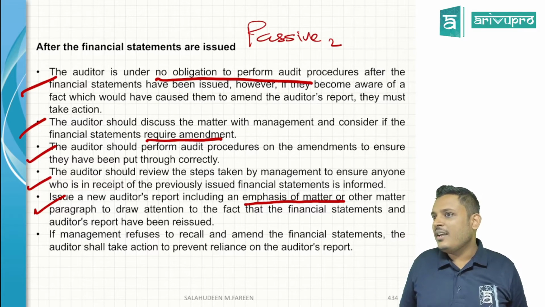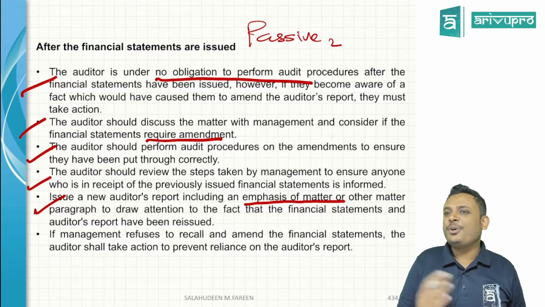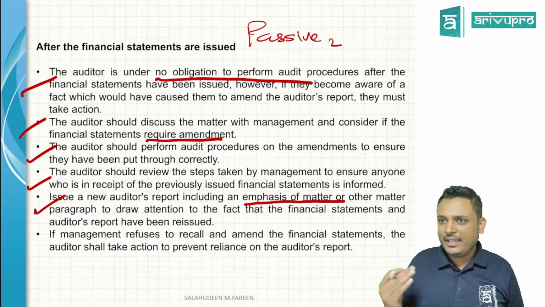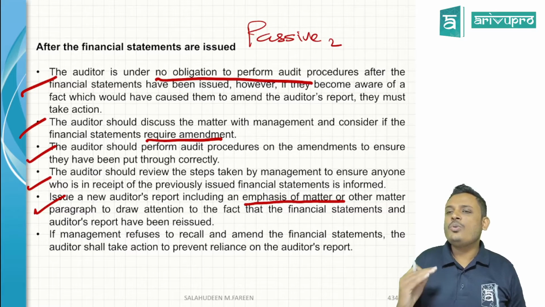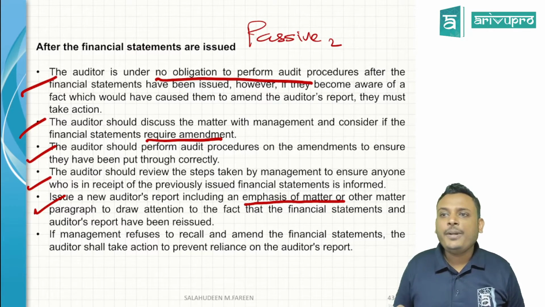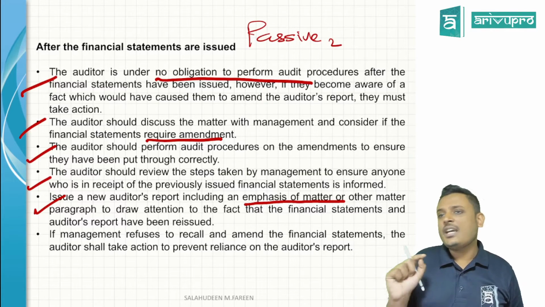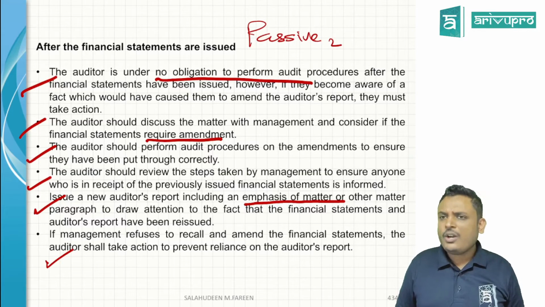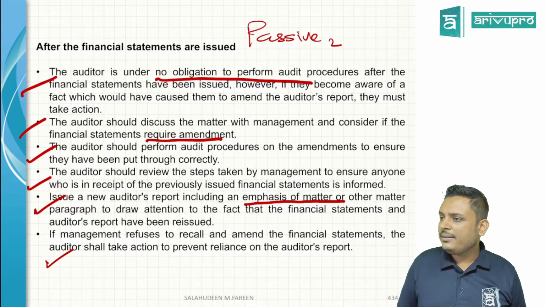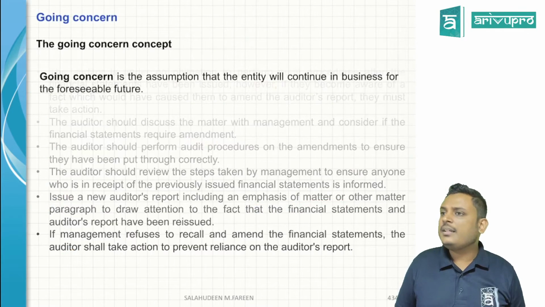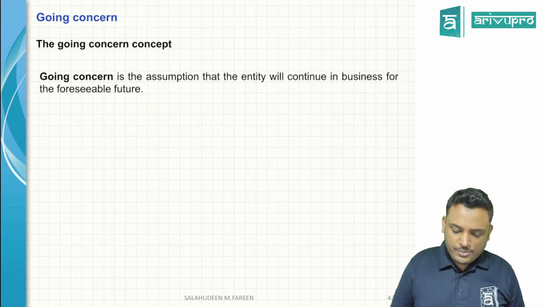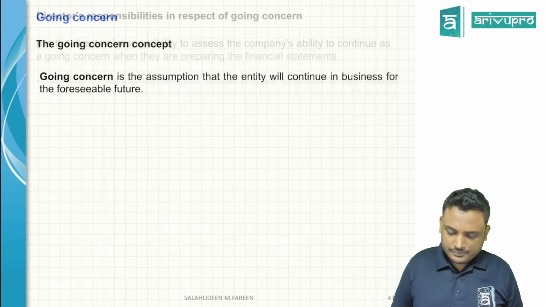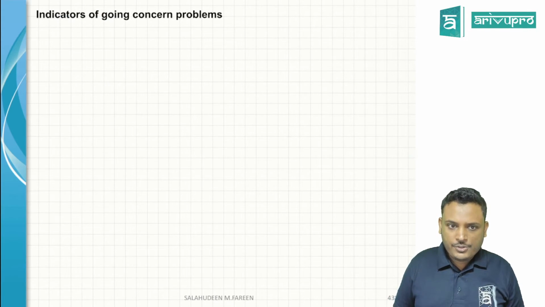That is the difference. Otherwise, this procedure and the previous procedures, both responsibilities look the same. Here, if everything is perfect, we issue a new audit report, with the opinion true and fair view with an emphasis of matter paragraph. Clear? Apart from that, if management refuses to recall the financial statement, the same procedure: you can go to the shareholders and inform them not to rely on our financial statement. Is it clear? Understood? Right. Now let's move to the question.